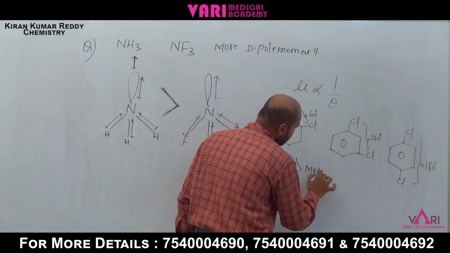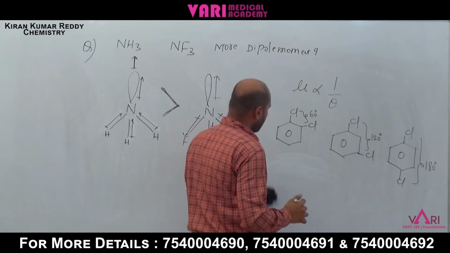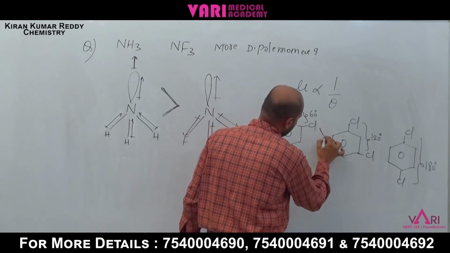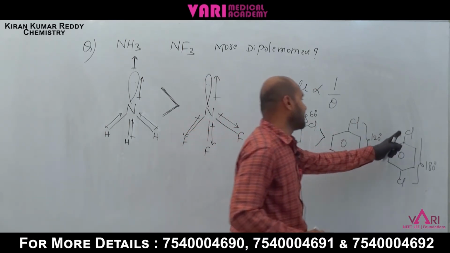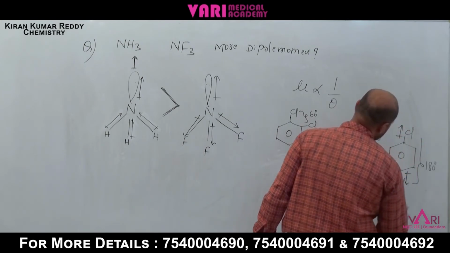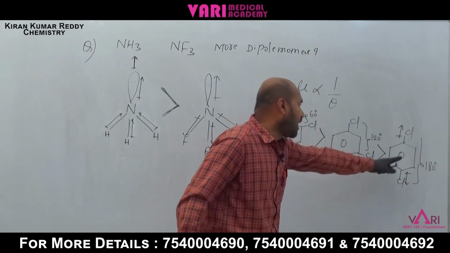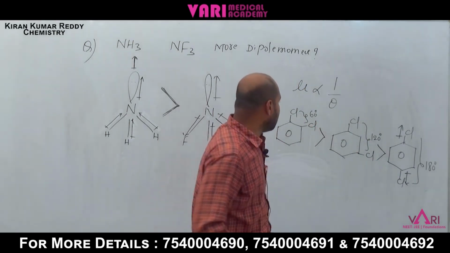Which one is more? Ortho is more dipole moment, then meta, and para is the least. Ortho means 1,2 dichlorobenzene, this one has the most dipole moment, then meta. The least one is para, because here the vectors are cancelling each other. Benzene is a planar molecule, all carbons are in one plane, opposite vectors are cancelling each other.